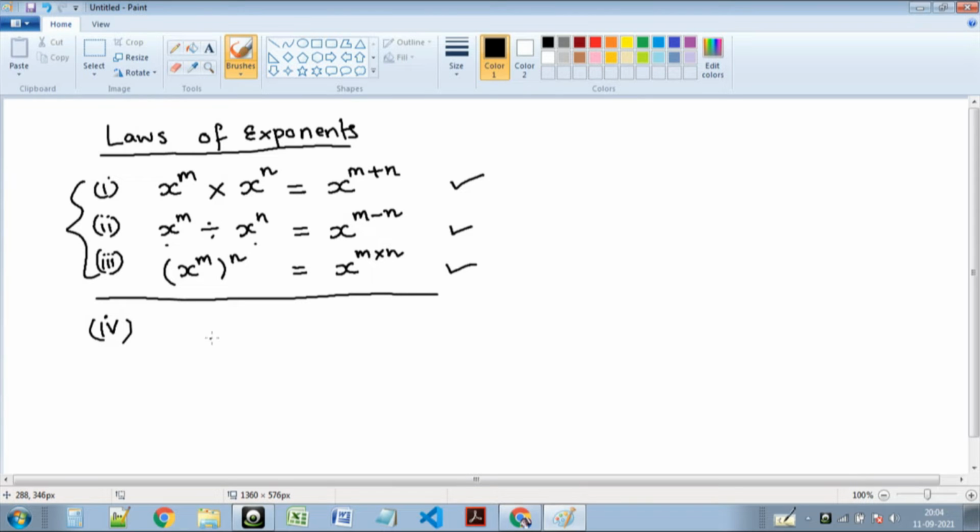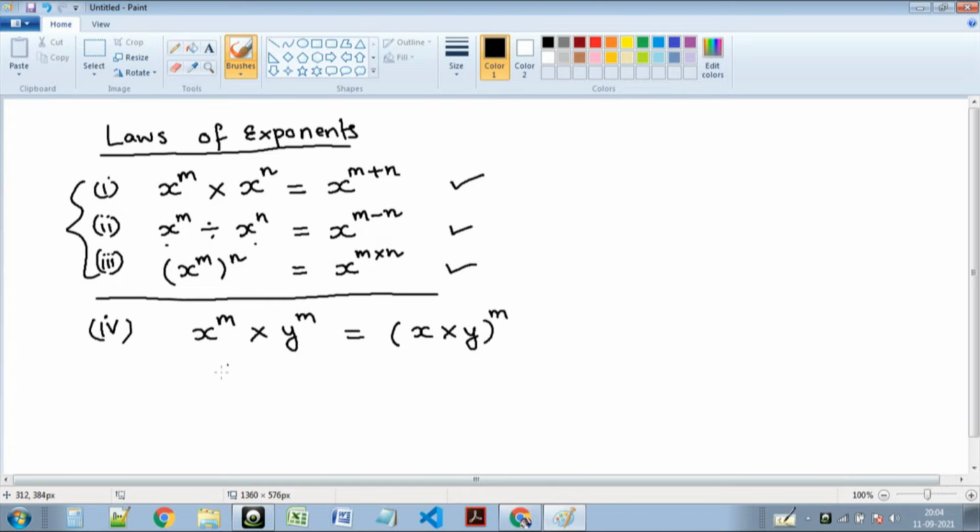So what does this law say? Let's see this one with an example also. So first of all, let's see what this law says. This law says that x to the power m into y to the power m. Here you see very carefully that the bases are different but the powers are same. So in that case the resultant will be the bases will get multiplied together, and since the powers are same, we can write the power all together outside the bracket. So this will be the resultant.